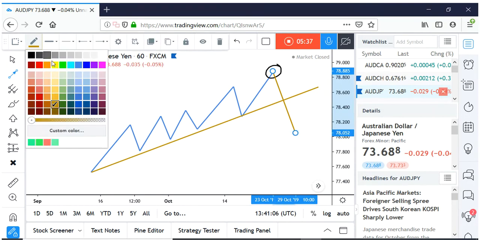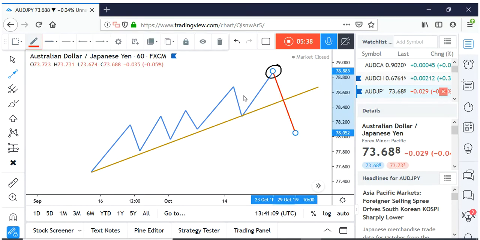So the market will move to the opposite direction. I'll just change this to red. Remember, obviously it wouldn't be like this. You have your zigzags, up and down, up and down swings. So this is just an example.